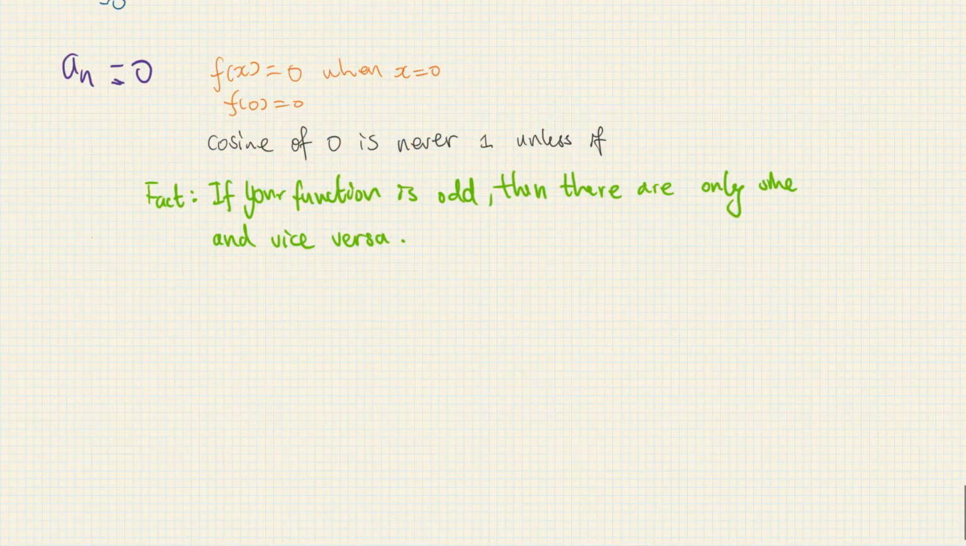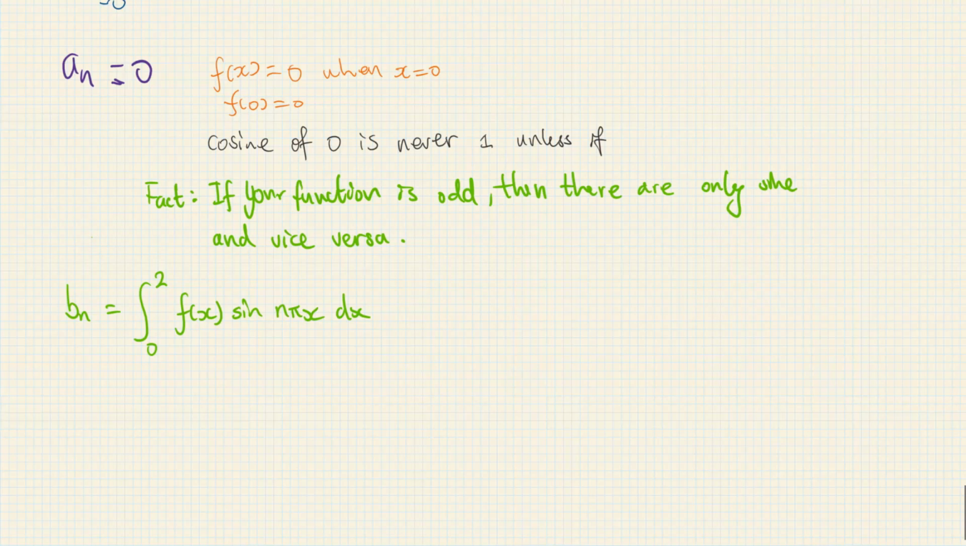We're going to have to use the formula for b sub n. So in this case, b sub n, after substituting in L, will be just equal to the integral from 0 to 2 of f of x times sine of n pi x dx. Now you can think of b as sort of a function of n. So we have n here, but the integration is with the dummy variable of x. So we can treat n pi as a constant in our integration.